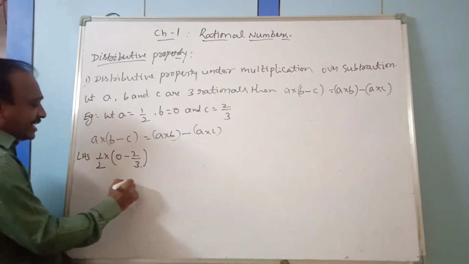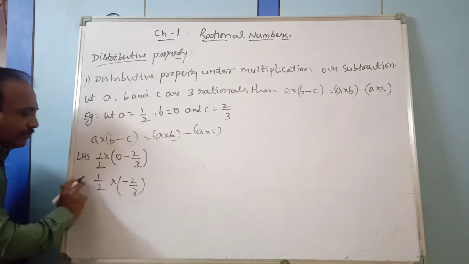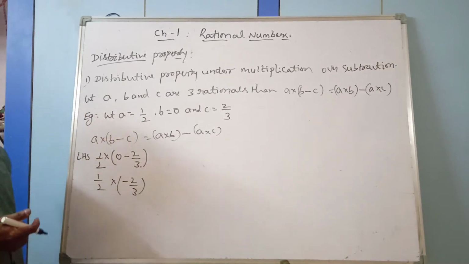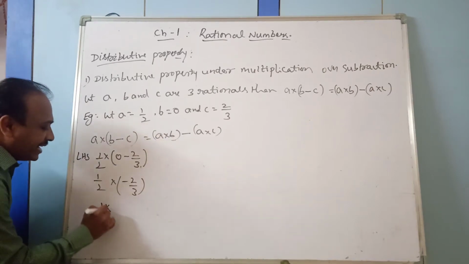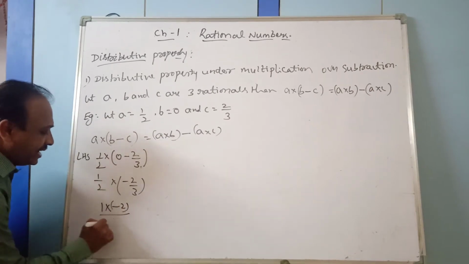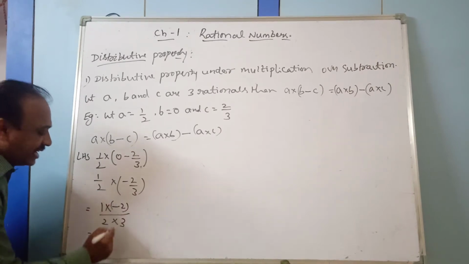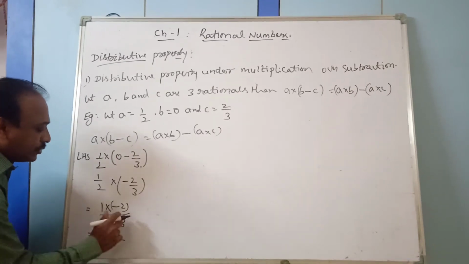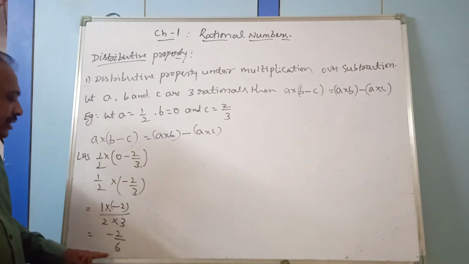0 minus 2 by 3 is minus 2 by 3, into 1 by 2. We know how to multiply rationals: numerator to numerator, denominator to denominator. So 1 into minus 2 by 2 into 3. Plus into minus is minus, and 2 3s are 6. So minus 2 by 6.